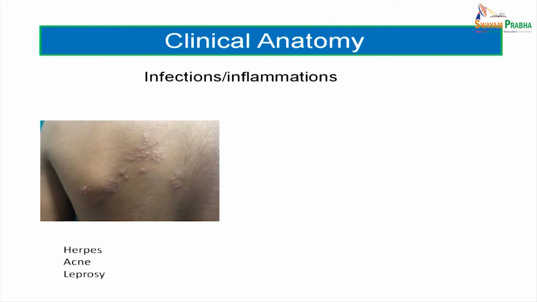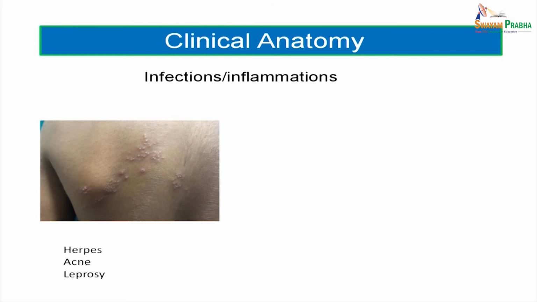The other infections include acne, which is inflamed sebaceous glands, found more in the forehead and around the mouth. These are nothing but infected sebaceous glands. We also have an infection by the lepra bacilli, which can affect the spinal nerves and cause sensory loss along the dermatomes, so there is segmental sensory loss over the skin. These are some of the infections which can affect the skin.